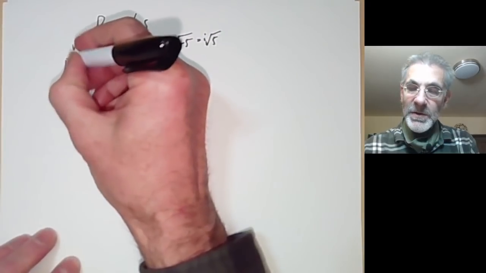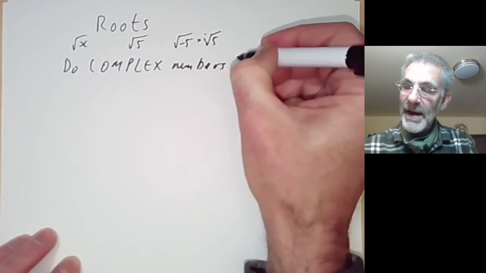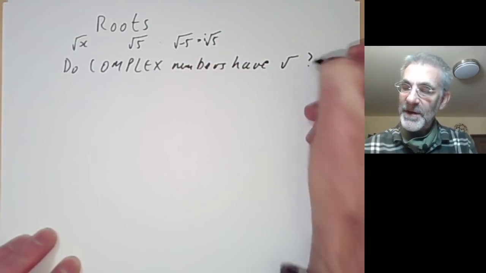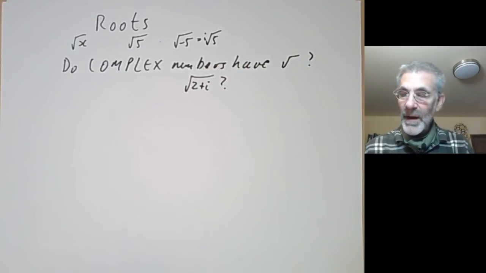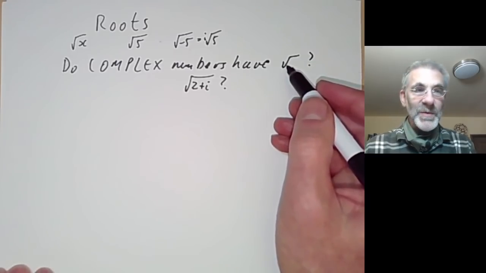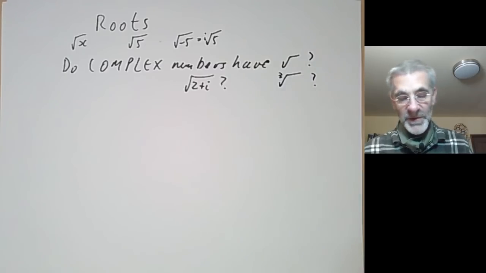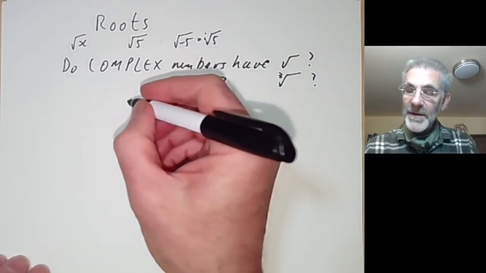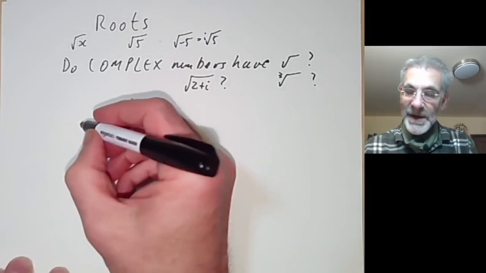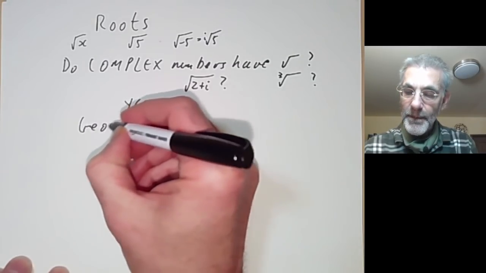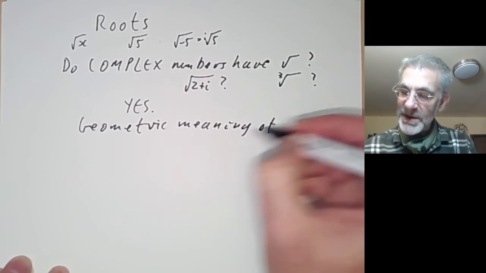And the problem is, do complex numbers have square roots? For example, can we find a square root of 2 plus i? And there's no particular reason to stop with square roots. We can ask, does a complex number have a cube root or a fifth root or whatever? And the answer to all of these is yes. And in order to understand this, we need to understand the geometric meaning of multiplication.